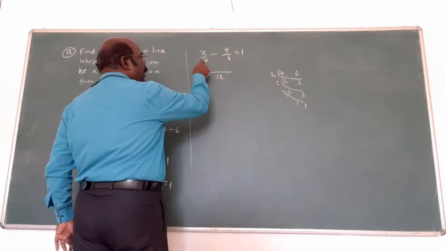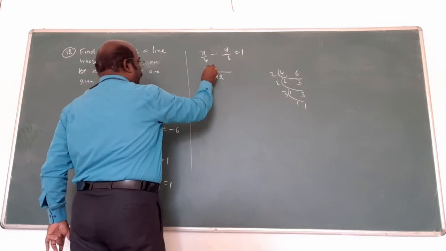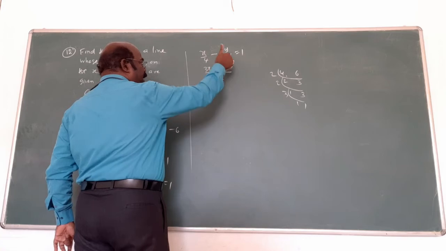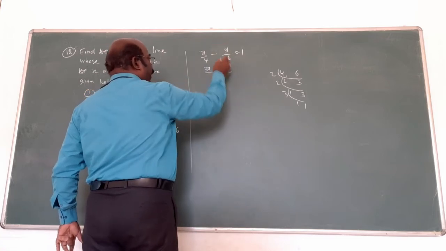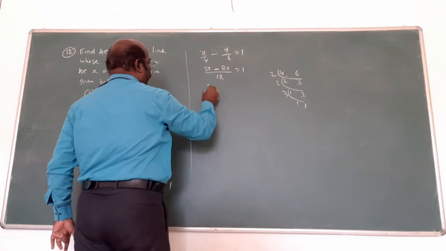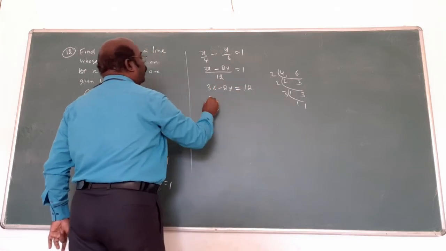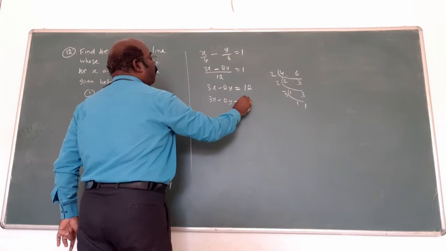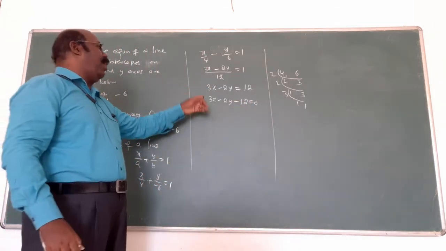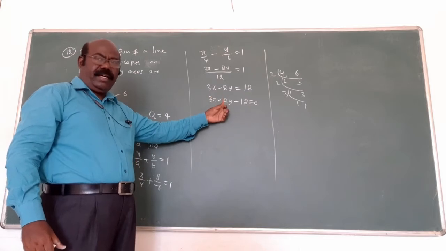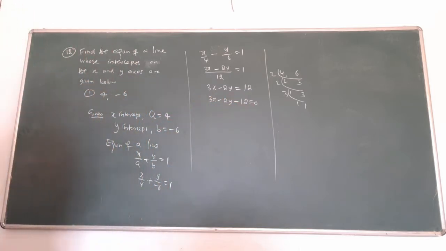In 12, this 4 goes how many times? 3 times. That's why I want to multiply by 3: 3x minus. In 12, the 6 goes 2 times. Am I not right? That's why you have to multiply by 2: 2y equals 1. So 3x minus 2y equals 12. So 3x minus 2y minus 12 equals 0. Usually, the equation is of the form x term, y term, then constant term equal to 0. In this way, you find the answer.